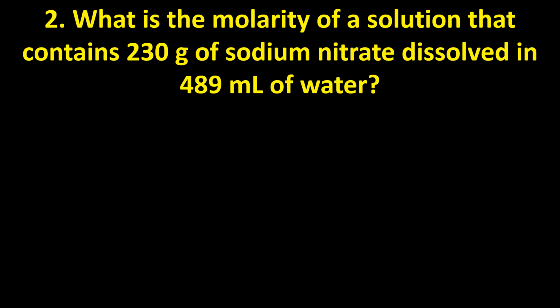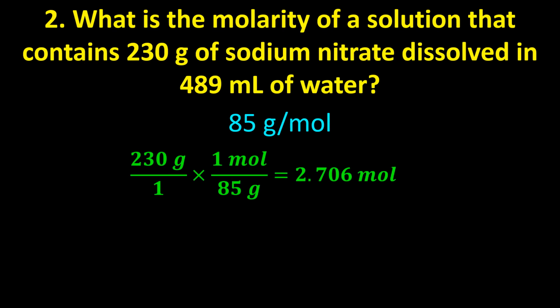Here's question number 2. It says, what is the molarity of a solution that contains 230 grams of sodium nitrate dissolved in 489 milliliters of water? So again, the first thing that we need is the molar mass of sodium nitrate. So here it is. It's 85 grams per mole. We're going to have to take the 230 grams of sodium nitrate and convert that to moles using this. So again, we'll divide by the 85 to find 2.706 moles of sodium nitrate.